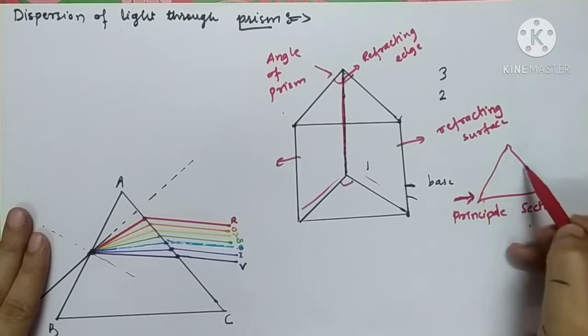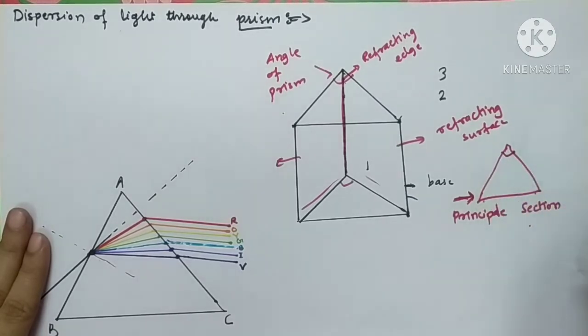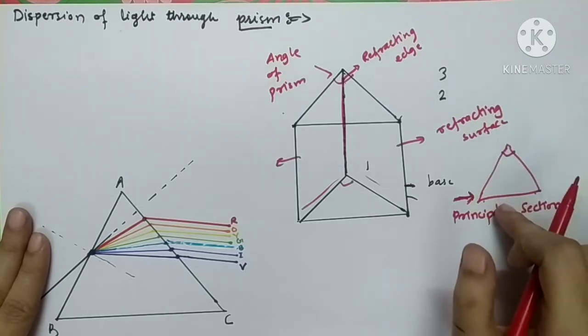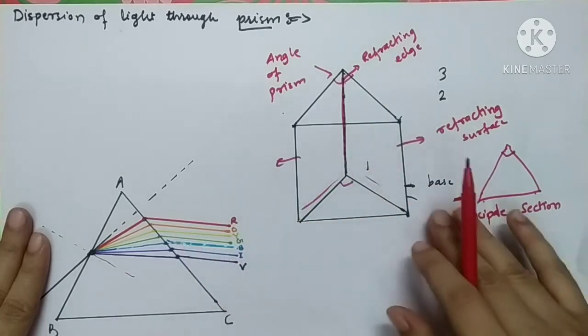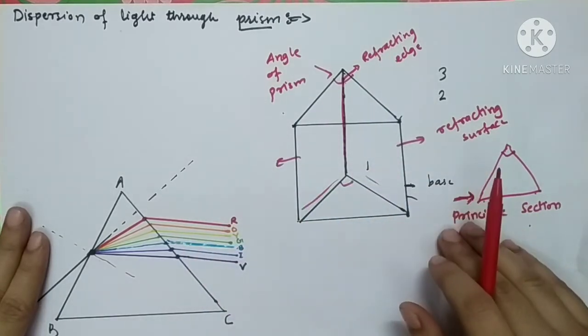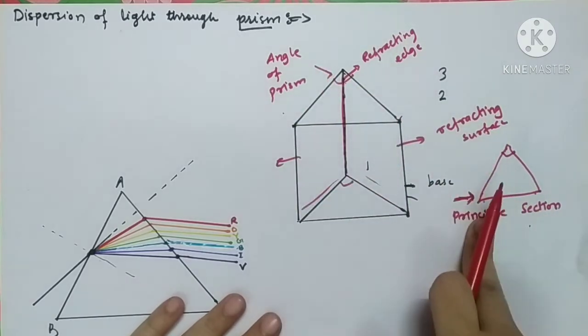These are the two refracting surfaces. This is the base. This is the angle of prism. The only thing that we cannot show on the principal section is the refracting edge, while the rest of the things can be easily shown on it. So I hope you have understood the different parts of the prism.